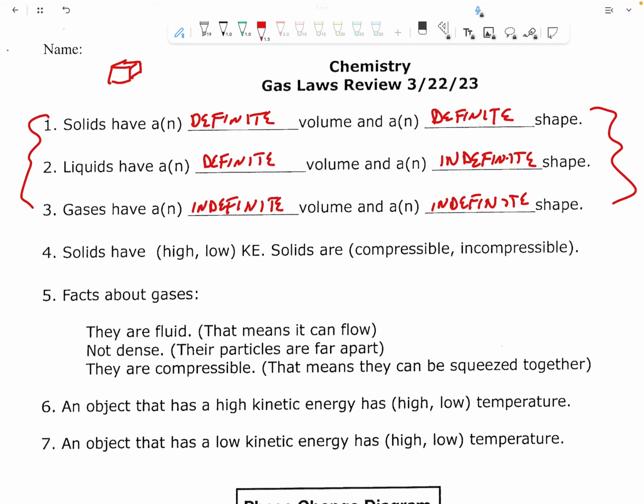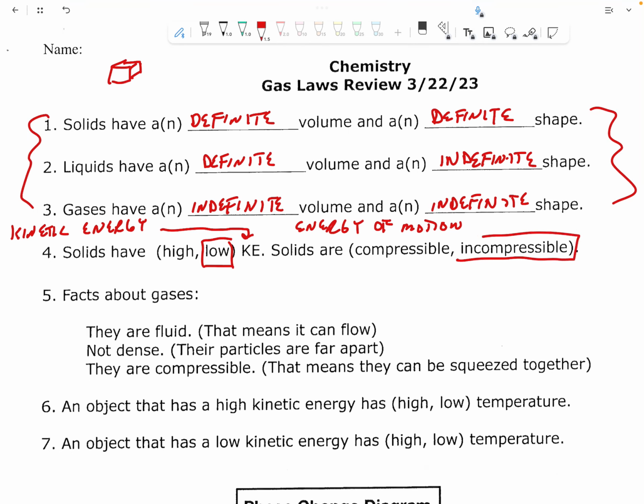Okay? So now we're talking about kinetic energy. And so number 4, KE stands for kinetic energy. That's energy of motion. So with solids, they are, again, solid, so they will have a low kinetic energy. And if that's the case, that means their molecules don't vibrate very much except in place. And they're incompressible. Okay?